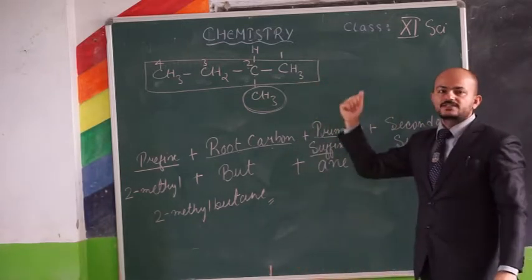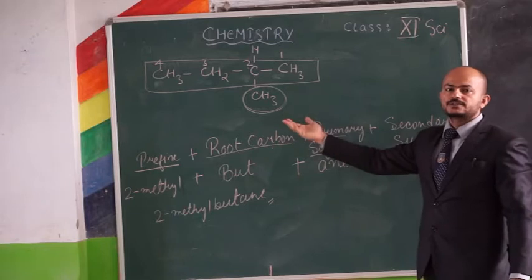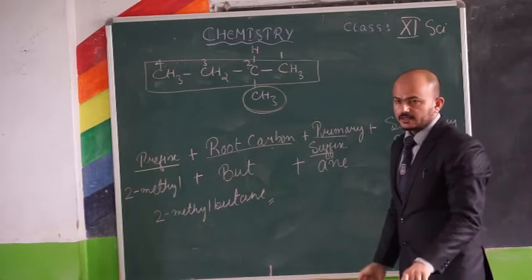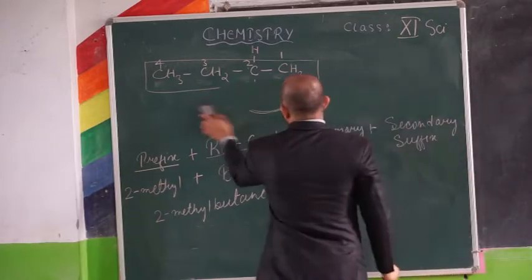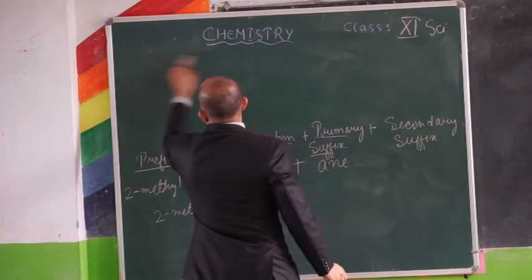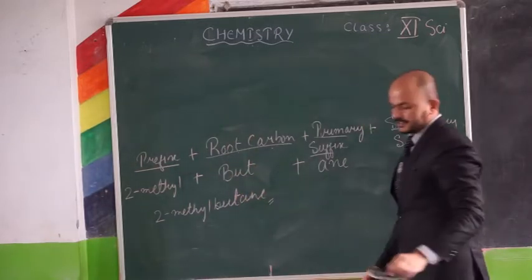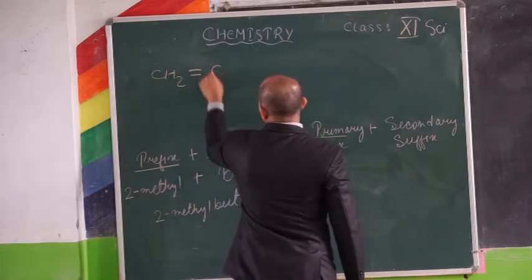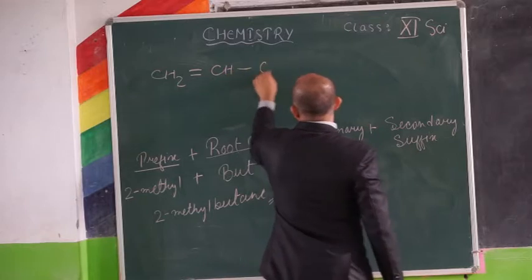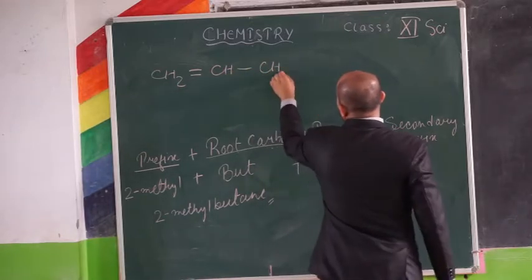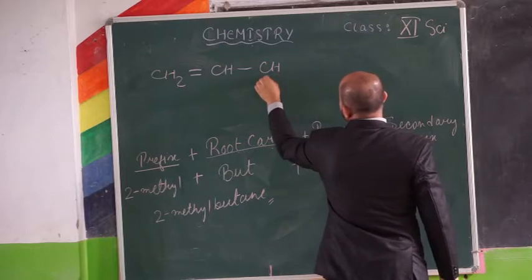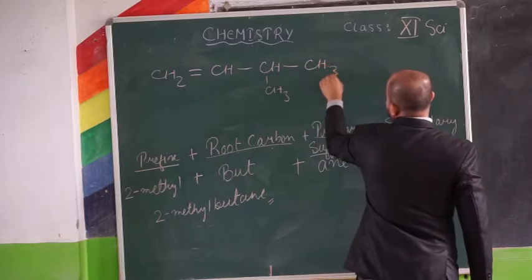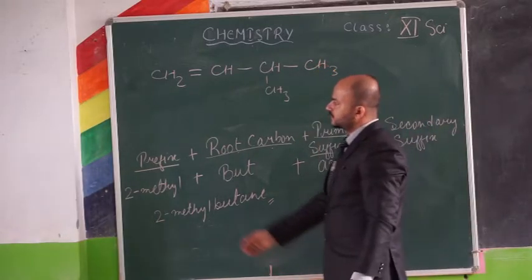Okay, so we started with the simplest one, where no double bond, no triple bond, and no functional group were present, only a substituent. Now let's take another example where you have, say, a double bond. Let's take this example, say CH2 double bond CH, CH3. Okay, now the same rule is followed.